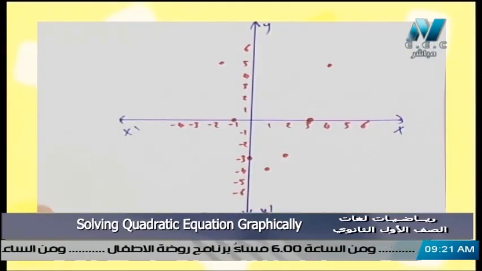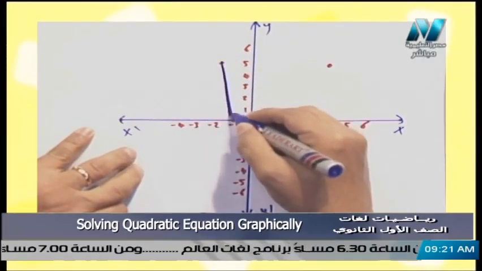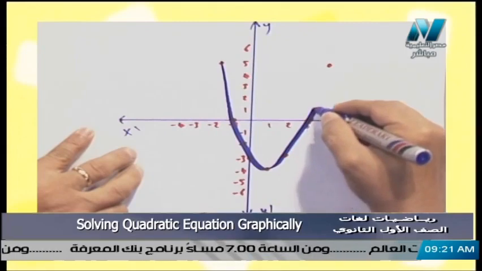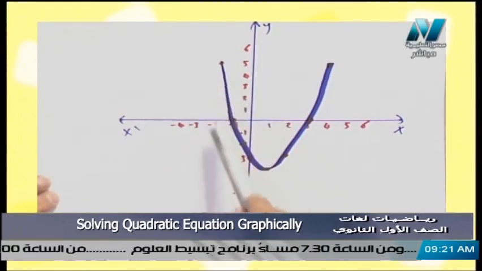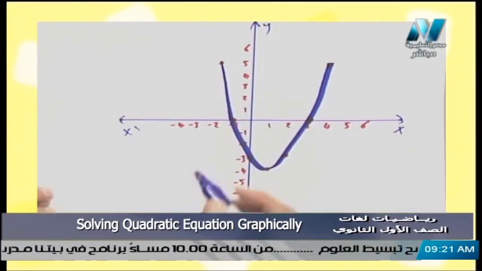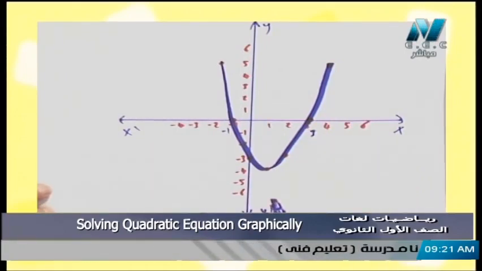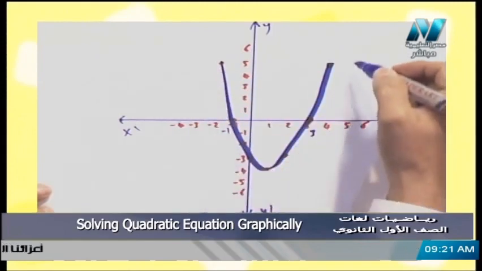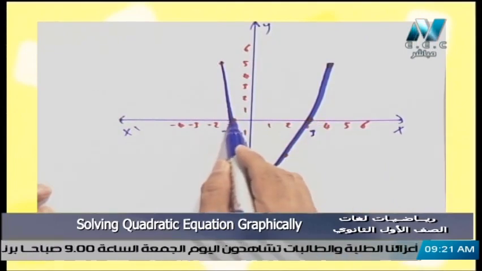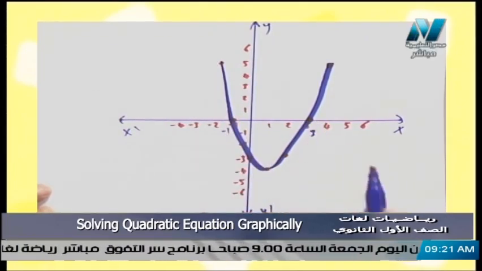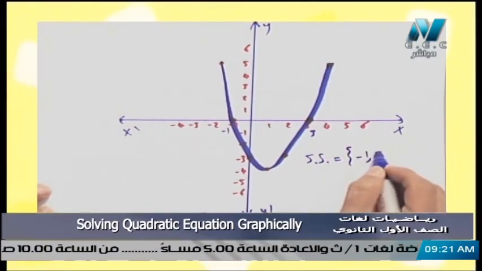Okay, then we will graph using hand. Here we have the graph. This number is -1 and this number is 3. We notice that the graph intersects the x-axis at 2 points, this point and this point. The value of x here is -1 and here is 3. So we can say that the solution set equals -1 and 3.